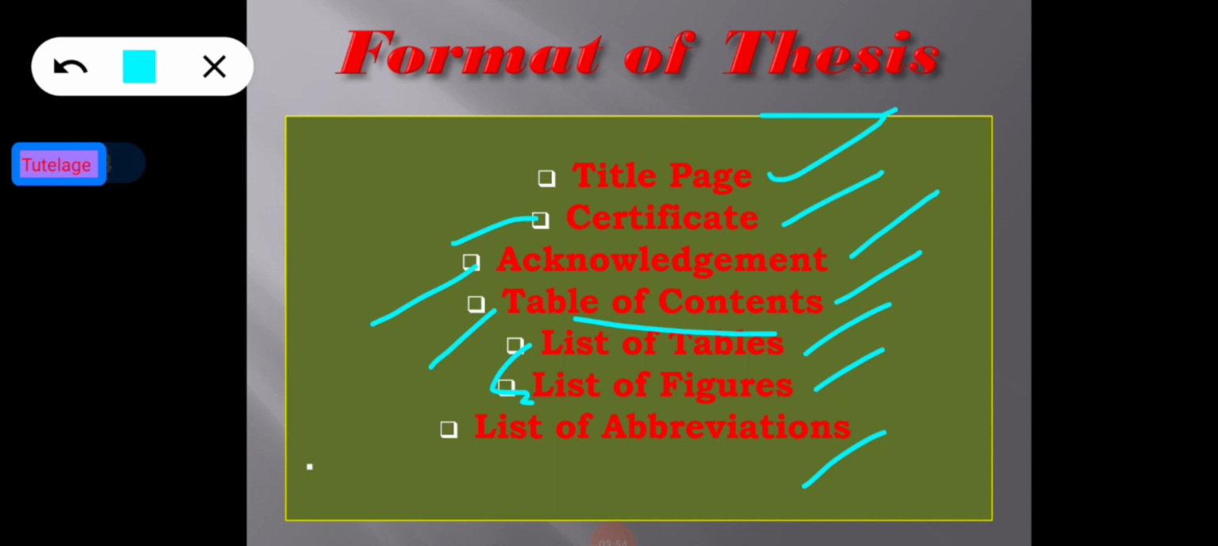So chapter titles and their respective page numbers are included in the table of contents, but the titles of tables and figures and their respective page numbers are included in the page that is the list of tables and figures. And now move on to the last page, that is the list of abbreviations. The list of abbreviations provides the expanded form of all the abbreviations used in the thesis or dissertation.